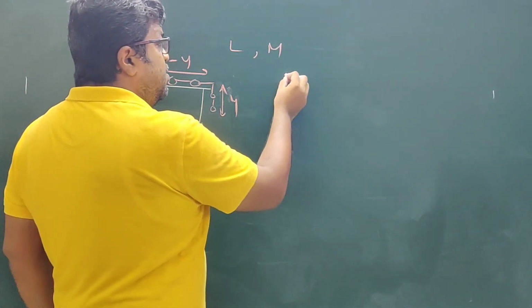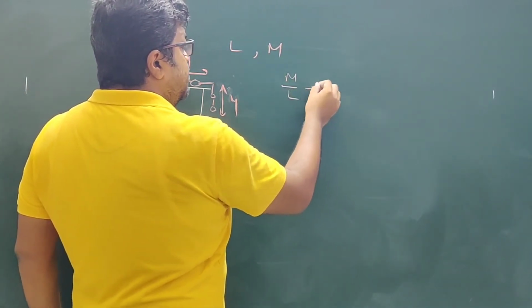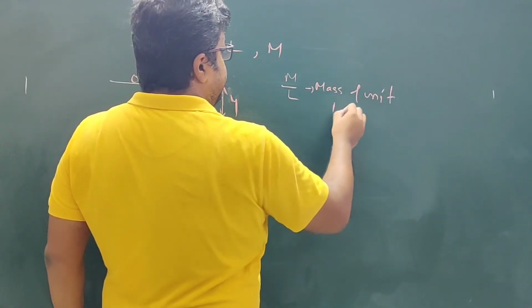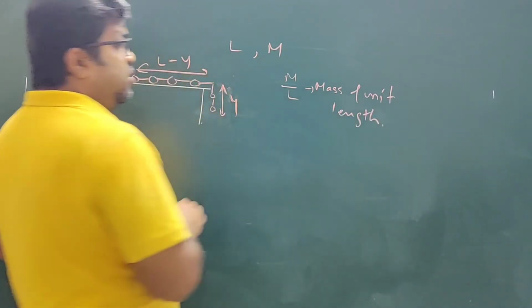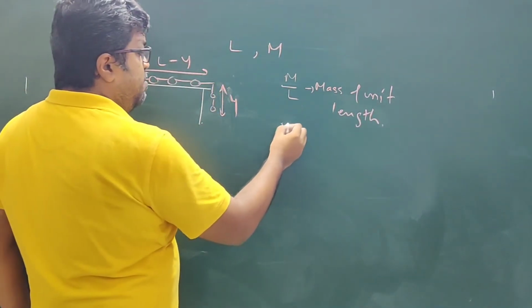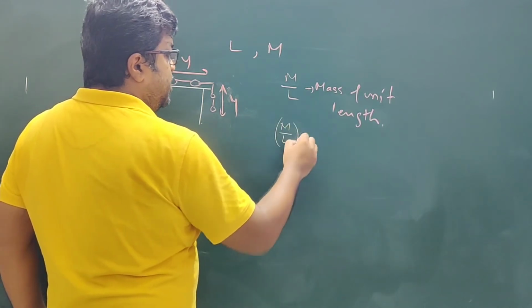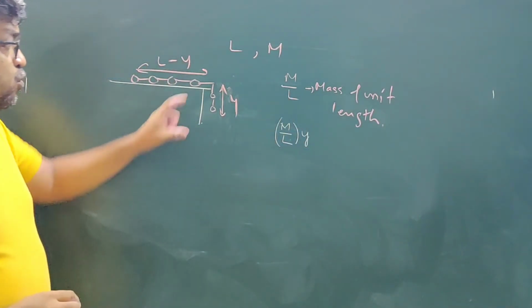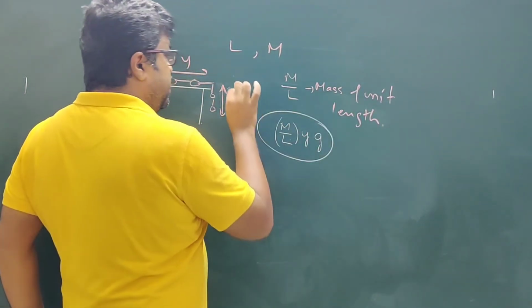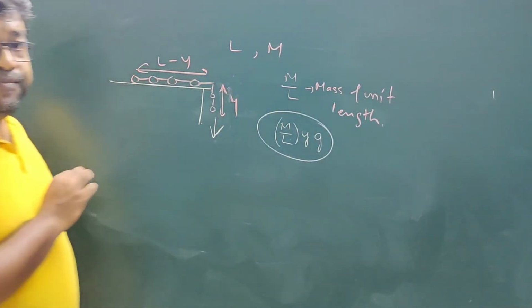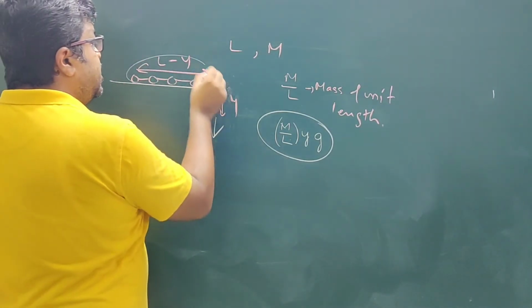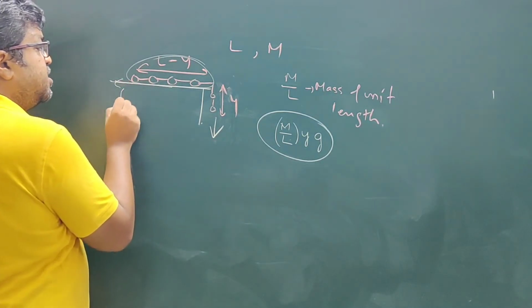If M is the mass and L is the length, the mass per unit length will be M by L. So the mass of the hanging length will be M by L into Y. What will be the weight of this part? M by L into Y into g. This weight is acting in the downward direction. Why is the chain not coming down? Because of the friction acting on this part. The friction force is acting in this direction.